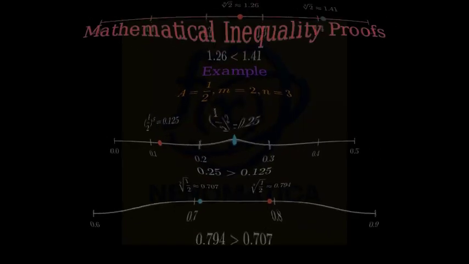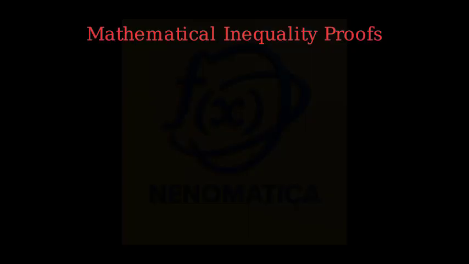For powers, we'll be proving two important inequalities. The first one is the well-known triangle inequality, which states that the square root of a squared plus b squared is less than or equal to the absolute value of a plus the absolute value of b. Let's start with our first inequality.